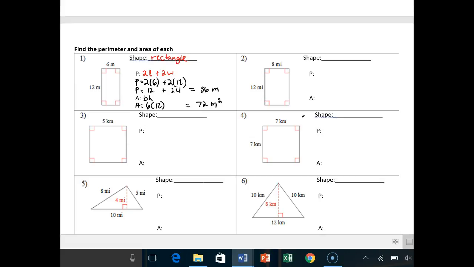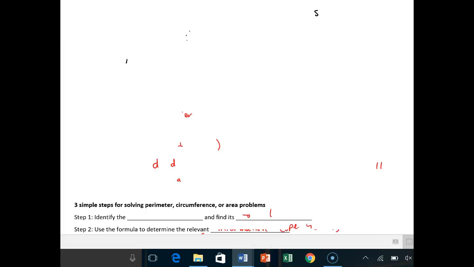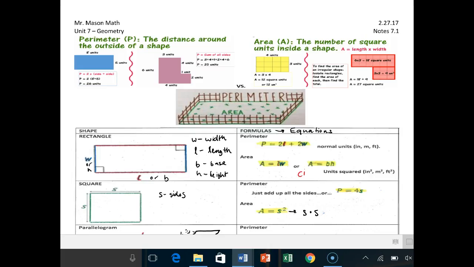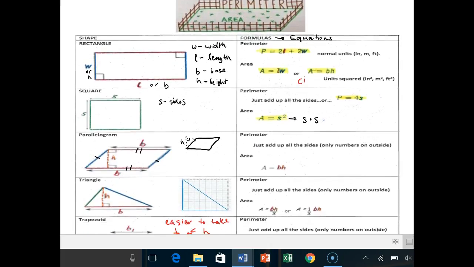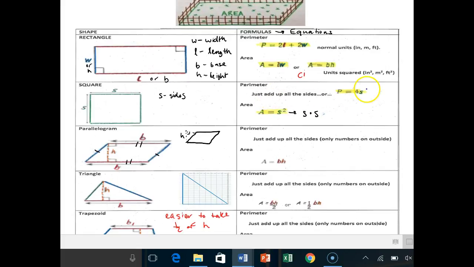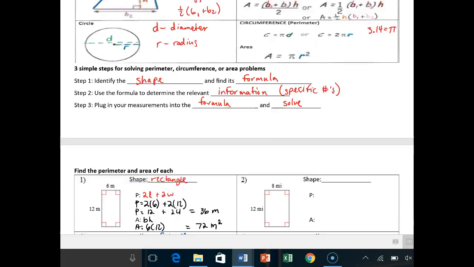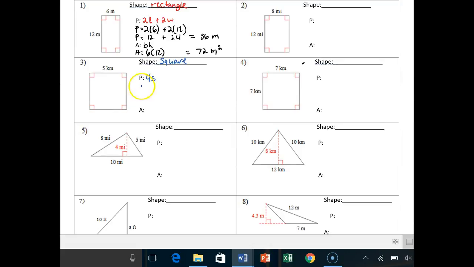For number 3, we have a square. The perimeter of a square is just 4s. If I was like, oh, I forgot what it was, I go back and reference my toolbox. I go to square. All right, there's square. How do I find the perimeter? 4s. Boom, there it is. Then I go back down. So basically I'm going to say 4 times 5, and so it's going to be equal to 20 kilometers.